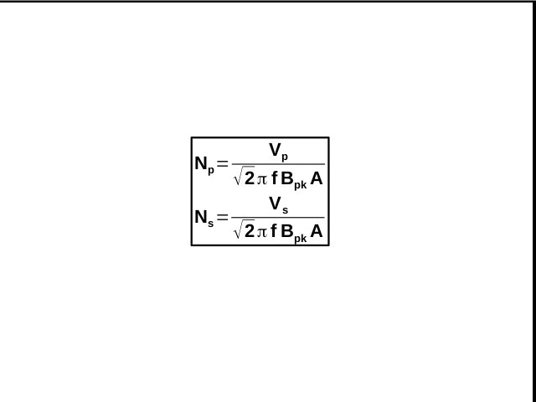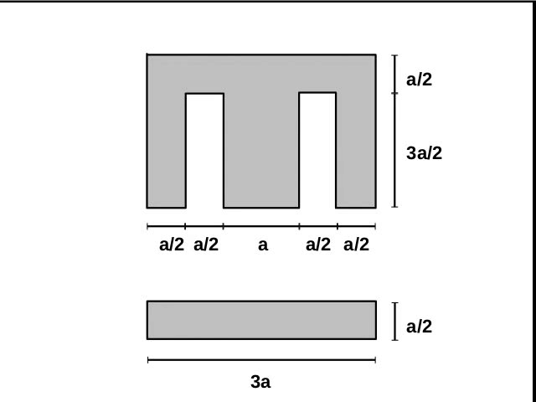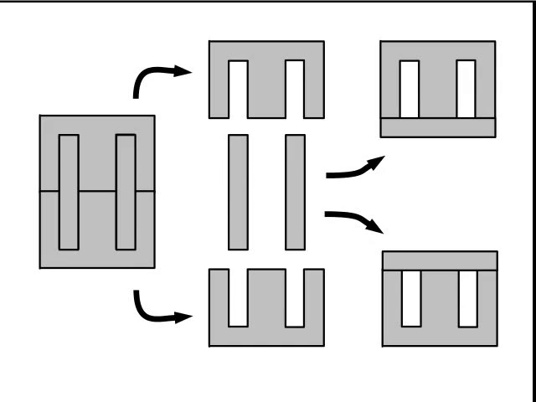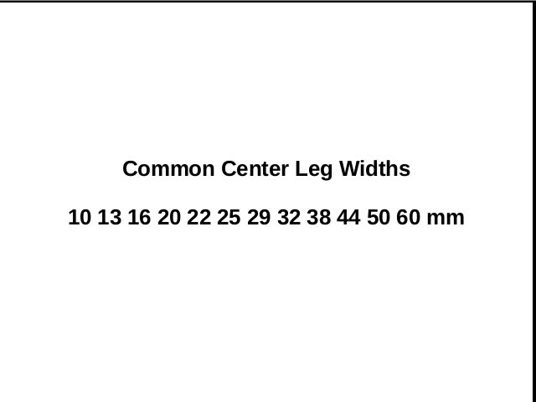EI core laminations commonly have a fixed relation between their dimensions regardless of size. The most important dimension is the center leg width, A, from which you can easily calculate the other dimensions. This is because they are cut so as to avoid loss of material. You can obviously find EI laminations that do not conform to these proportions. Some of the most common widths for the center leg are the following.